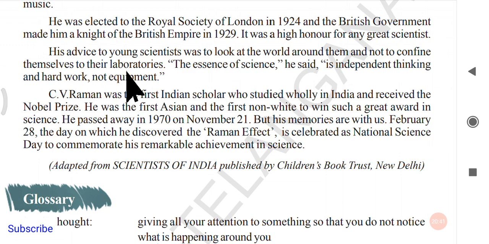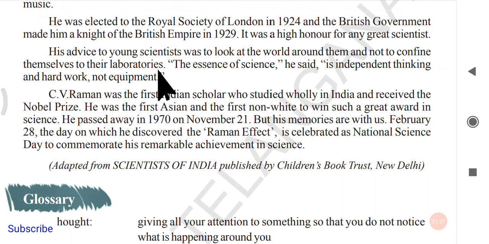Confine, in the sense of sticking only to something, or keeping our attention only on one thing. He said not to confine themselves to their laboratories. So what is he saying? Young scientists, in the sense of small children, school children, college students, even researchers, are all being asked not only to stay in the laboratory continuously for hours and hours, but to go outside. Go outside your laboratory, observe the world, observe the society, observe nature.